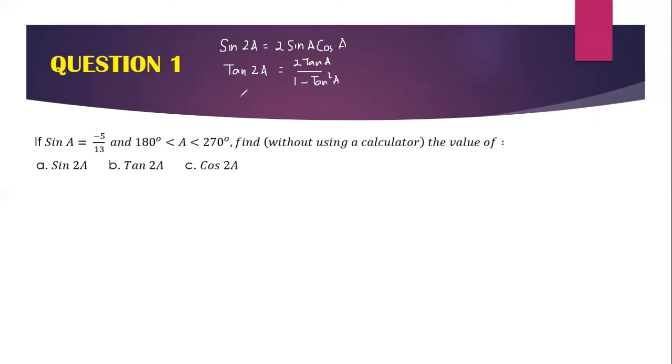Is it clear? So when I have done the formula, tangent A plus B equals tangent A plus tangent B over 1 minus tangent A times tangent B. Okay.